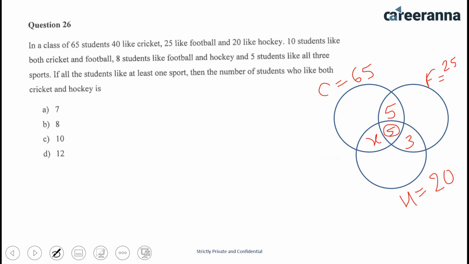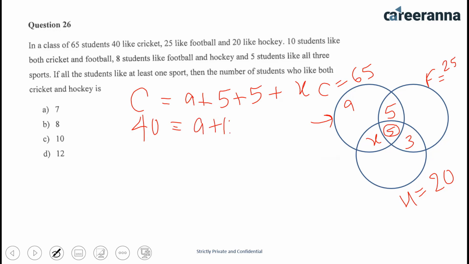Now if I talk about the cricket circle only, this whole cricket circle, if I assume this as A, so cricket is A plus 5 plus x, and it is given to us as 40. So 40 is equal to A plus 10 plus x. If I talk about A value only, A is nothing but 30 minus x. That means I got this value as 30 minus x. Applying the same logic in this hockey part, this value will become 12 minus x. And this is 25. I am already having this 5 and 3. That means 12 plus x is equal to 25. This comes out to be 12.